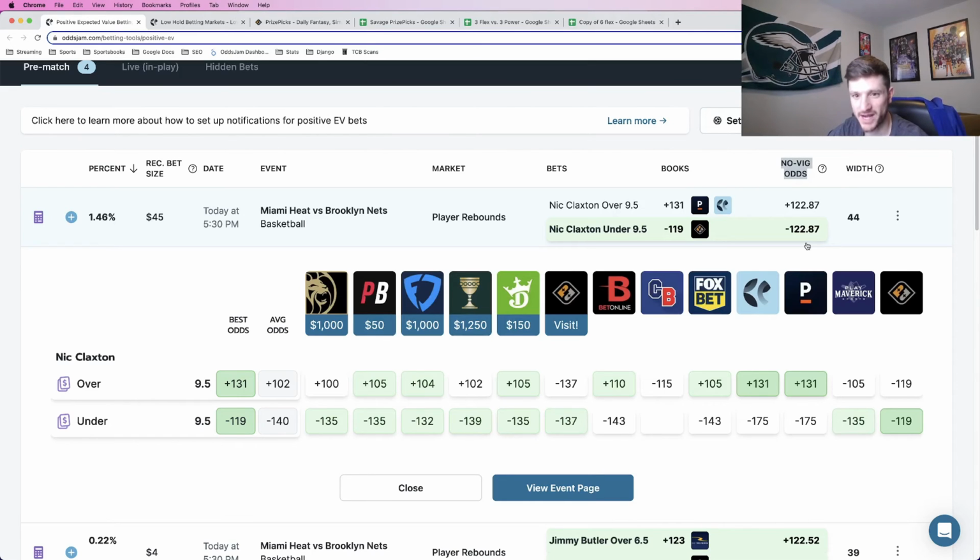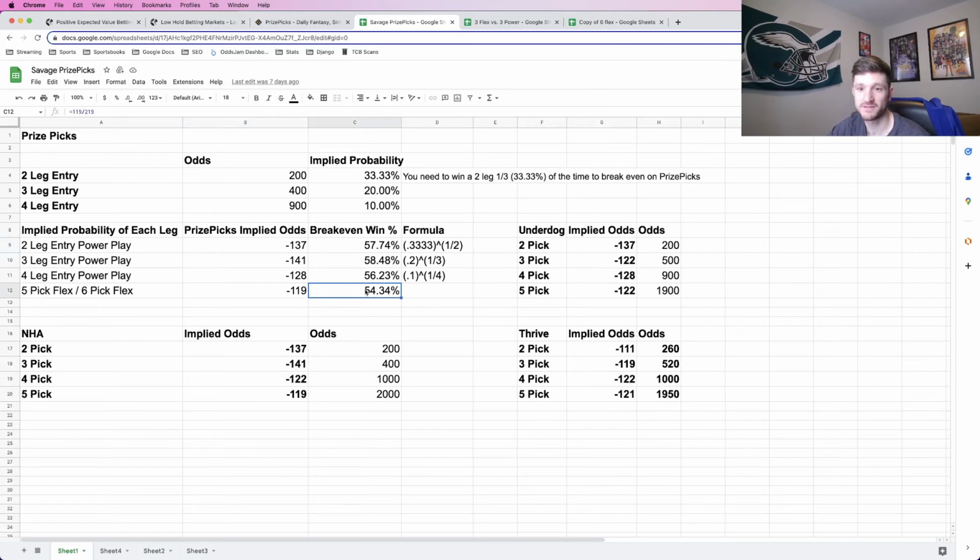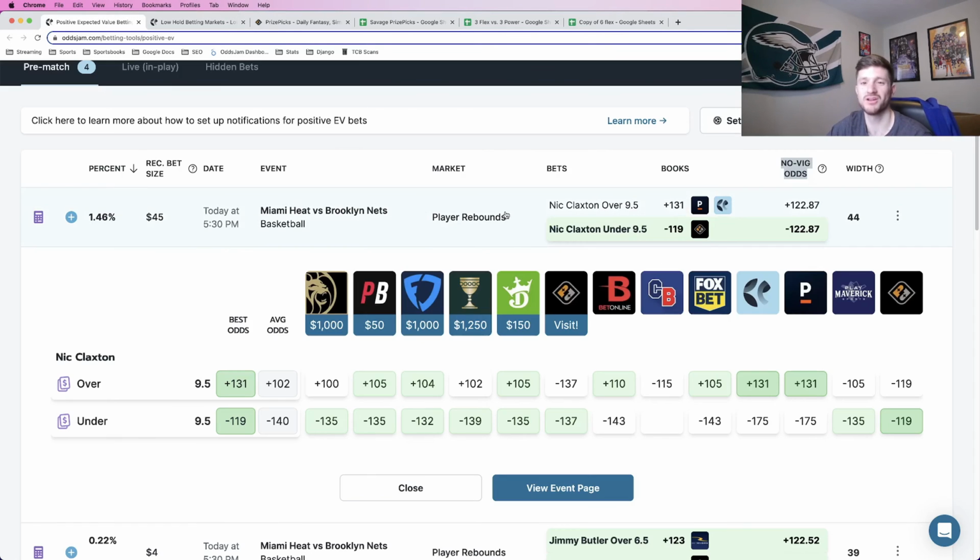So when you're using PrizePicks, it's giving you player props that have a win percentage higher than the break-even win percent of 54.34%. That's really all it's doing. If you want to dumb it down as much as possible, the OddsJam Positive EV page, specifically for PrizePicks, provides player props that are going to hit above the 54.34% rate. That's really all it is.